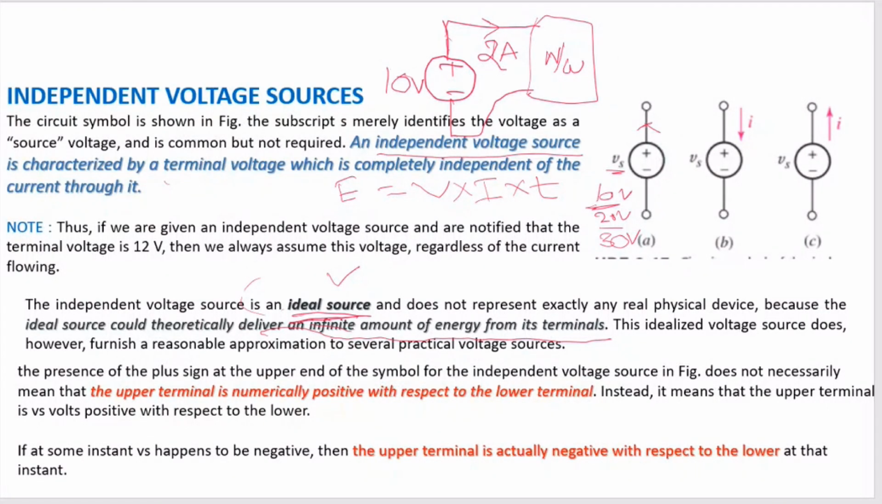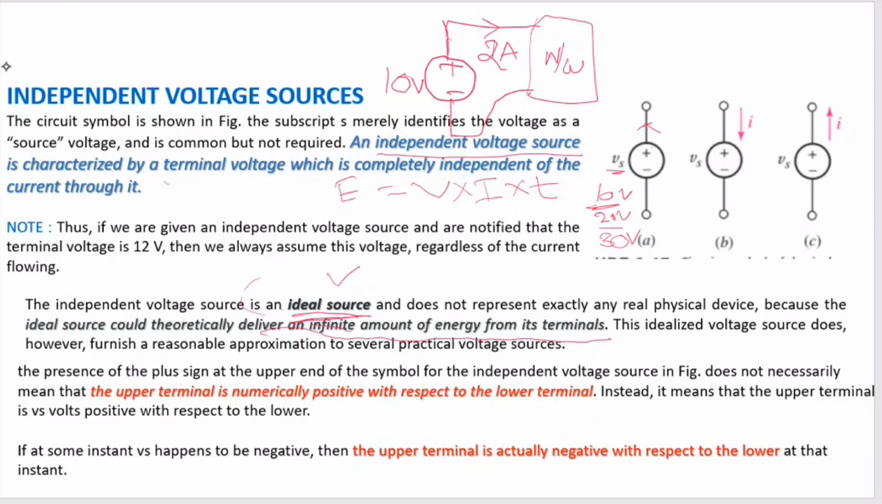So an ideal source is represented with a positive terminal and a negative terminal. The upper terminal is positive and the lower terminal is negative. That means the upper terminal is positive with respect to the lower terminal. If it is a 10 volt source, the upper terminal is at a higher potential with respect to the lower negative point, by a potential of 10.